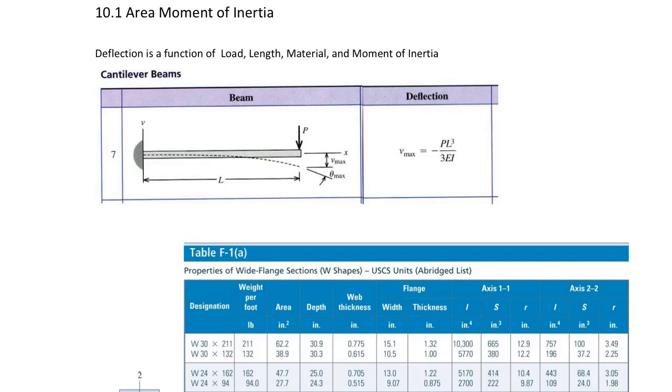Well, this is chapter 10, Area Moment of Inertia. Today we're going to talk about deflection. Now, if you had a cantilever beam here and you push down on it on this side, you might expect that it would deflect a little bit.